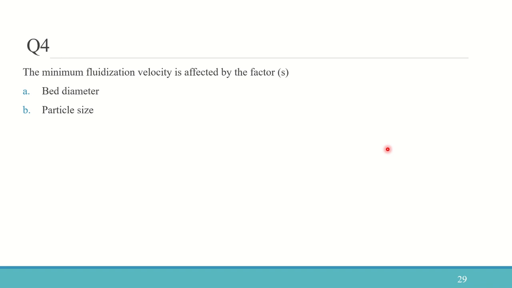That's right. So now we are going to question 4. Minimum fluidization velocity is affected by the following factors: bed diameter, particle size, and fluid density, all the above.